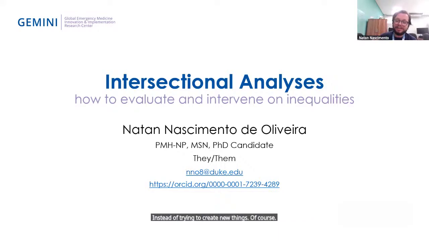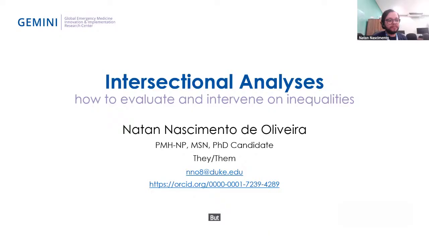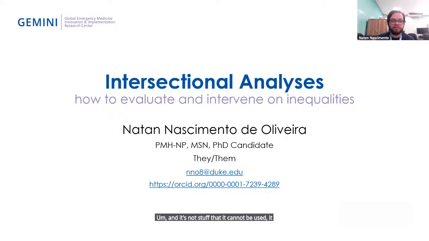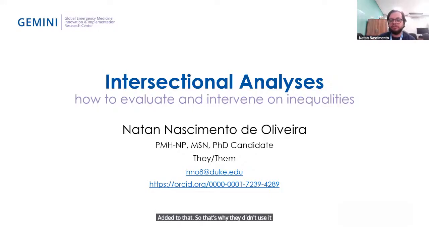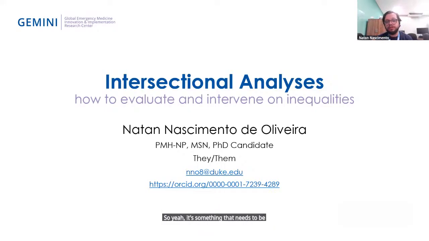Of course, latent class analysis is something really important for intersection analysis. But when we're talking about intersectionality at its core, it's more useful to understand how these inequalities are shaped rather than the inequality itself. And so latent class analysis will go more to a descriptive way than an analytical way, from their point of view, of course. It's not something that cannot be used. It's just something that will have a causation added to that. So that's why they didn't use it. But it's really useful and it's something that needs to be more studied in intersectional analysis. It can be used and needs to be more used.